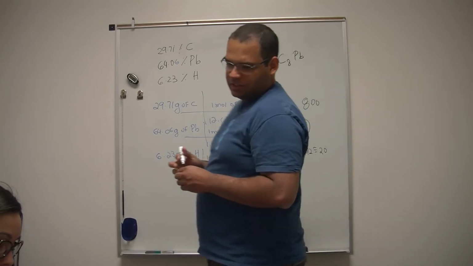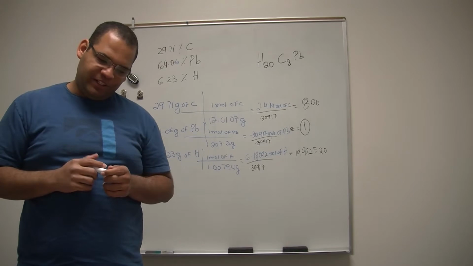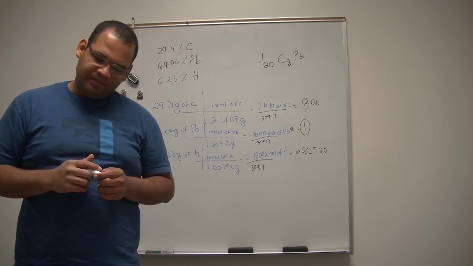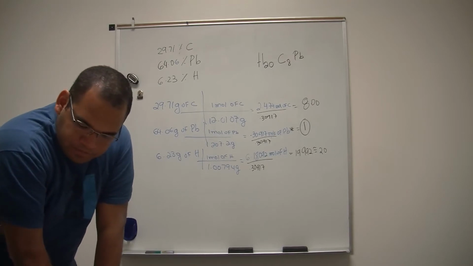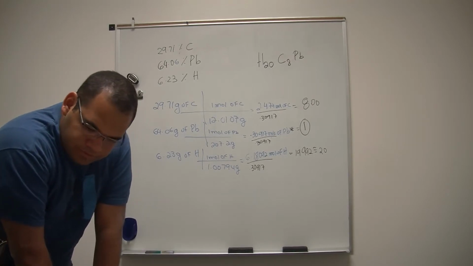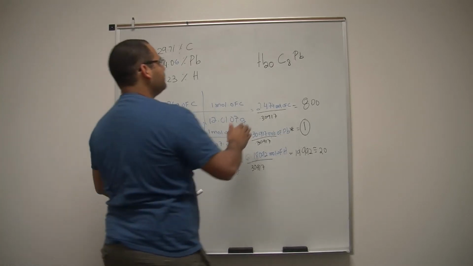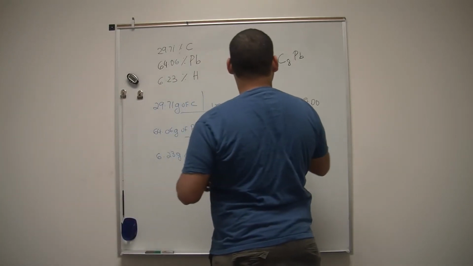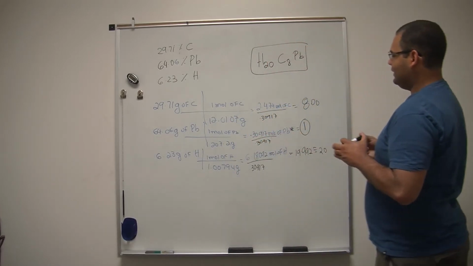Let's look at the final answer, because it's a weird compound to me. What page is this? 21. C8H20Pb. Yeah, and she said she doesn't care about the order on the test, because she said we're not that advanced yet to figure it out.